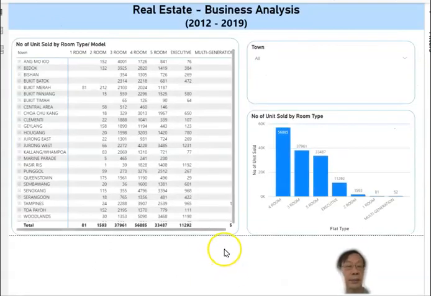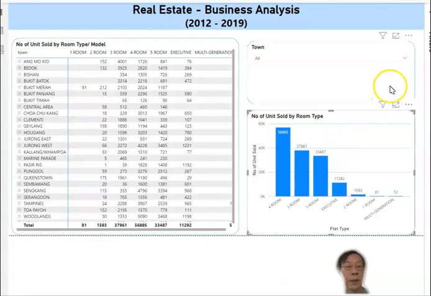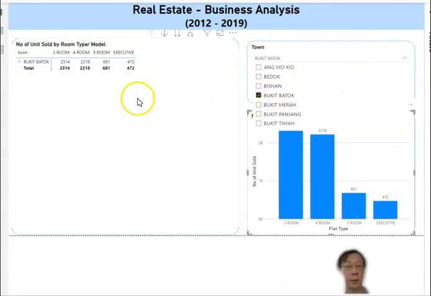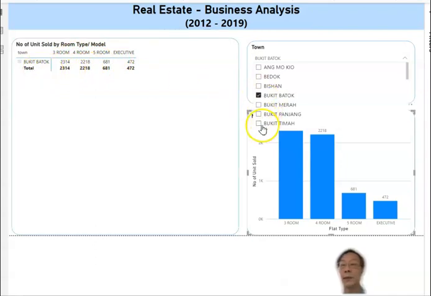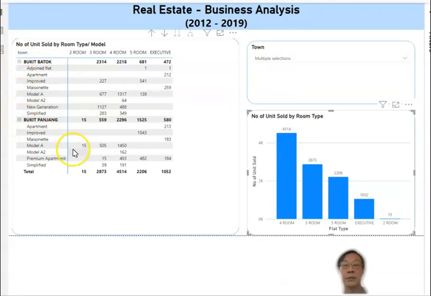And the next page is the metric table, showing the number of units sold for all the 26 towns for the different room types. This column chart indicates the volume sold for the 4-room in this table for all the towns. And if you mouse over, let's say you look for Bukit Batok, you can see the units sold for all the different room types, and you can also compare to other areas such as Bukit Panjang, the number of units sold for different room types. You can mouse over and see the number of units sold for different room types as well.